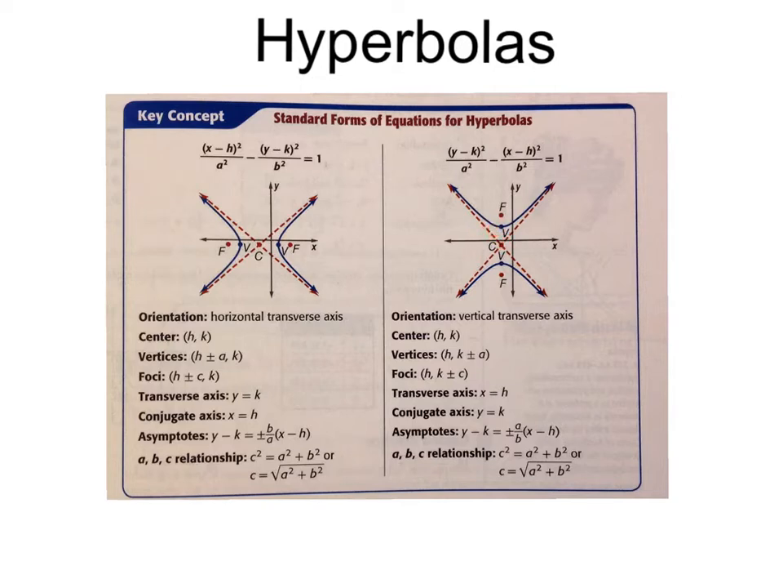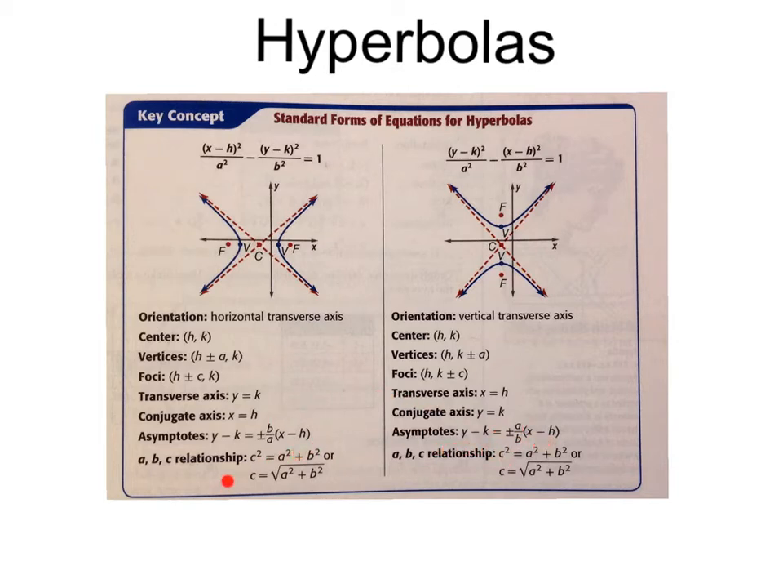Lastly, whenever graphing hyperbolas, we want to find the equations of two lines as asymptotes to help guide us when we're sketching our graph. You can find these equations by using your center, (h, k), along with your a and b values. You're going to get y minus k equals plus or minus b over a, times x minus h, or y minus k equals plus or minus a over b, times x minus h.